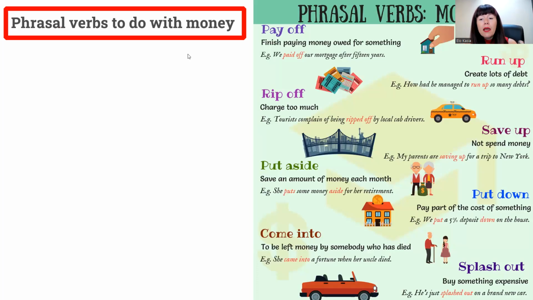Put down: pay part of the cost of something. So we put a 5% deposit down on the house. Put down, pay part of the cost of something. Put a 5%, 10% deposit down, or you can say we put down £100 for something.